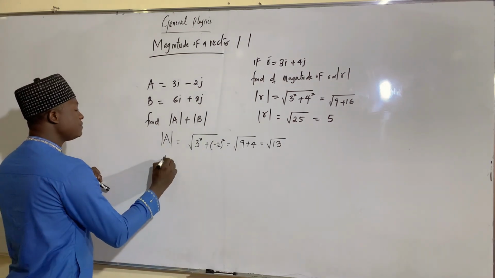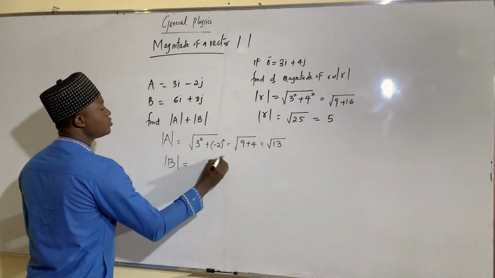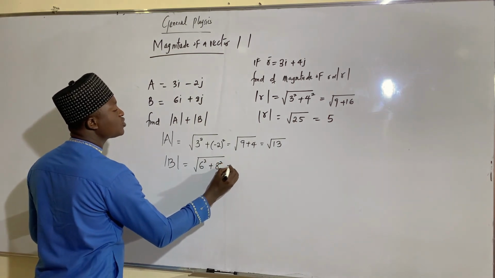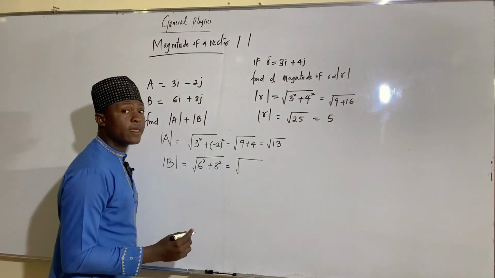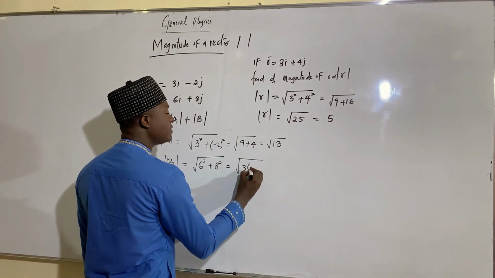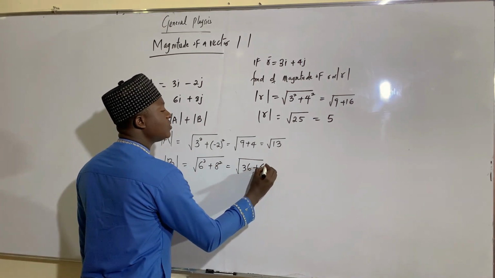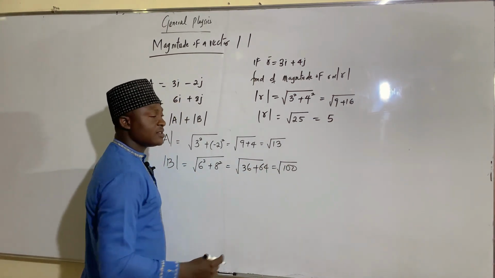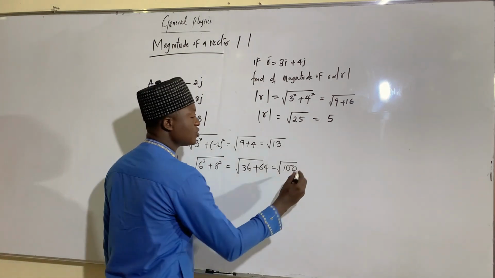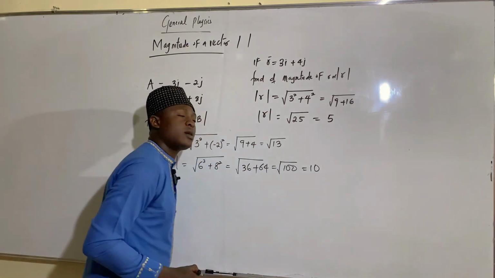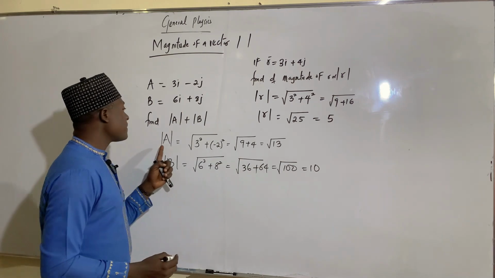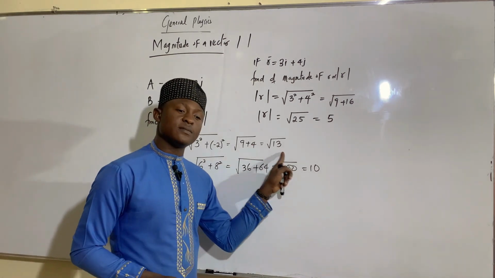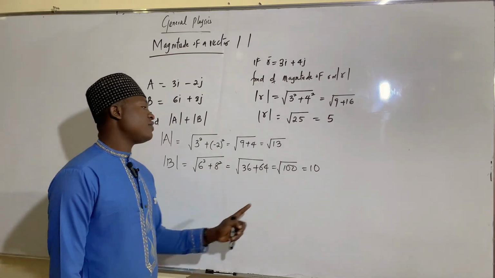So let's check for B. That's the square root of 6 squared plus 8 squared. 6 times 6 is 36, 8 times 8 is 64. So here I will have 100. 100 has a perfect square root, so the square root of 100 is 10. So the magnitude of A is root of 13, and the magnitude of B is 10.